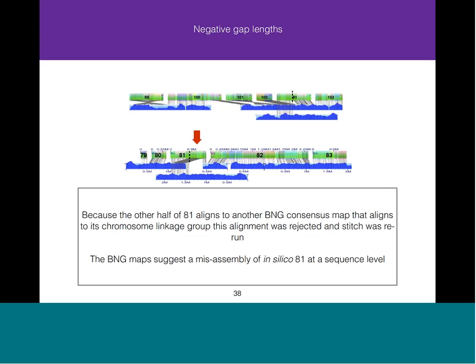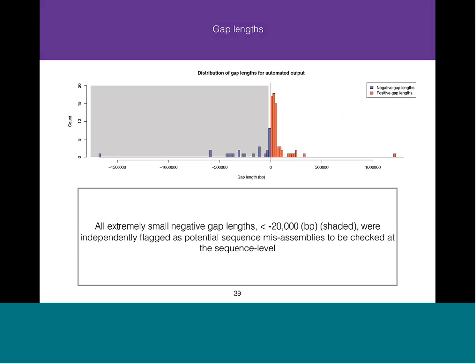We rejected the scaffold that pulled it in with the incorrect chromosome linkage groups for now, and included it with its known chromosome linkage group, but we're evaluating if we can split the scaffold at a sequence level and essentially improve our overall assembly, moving it to the correct chromosome linkage group. Okay, so actually every negative gap link less than negative 20,000 bases was flagged independently through our manual evaluation to be checked at the sequence level for misassembly. So that really leads us to believe that those negative gap links might really help drive assembly improvement.